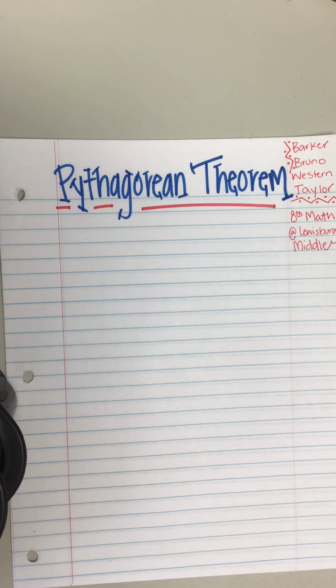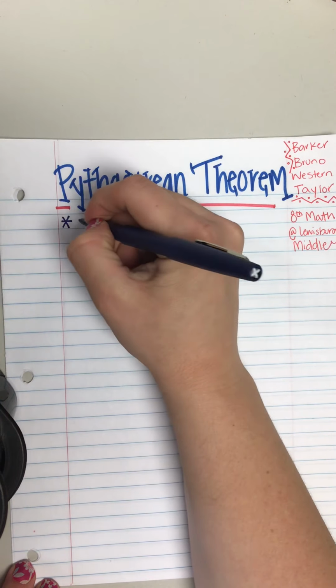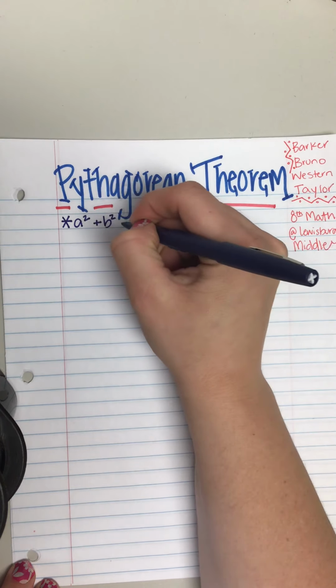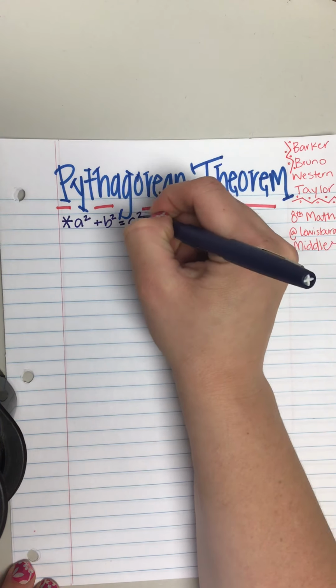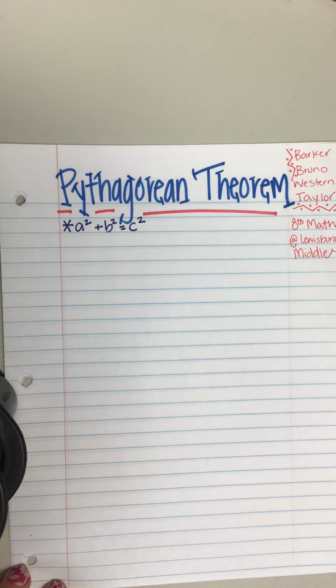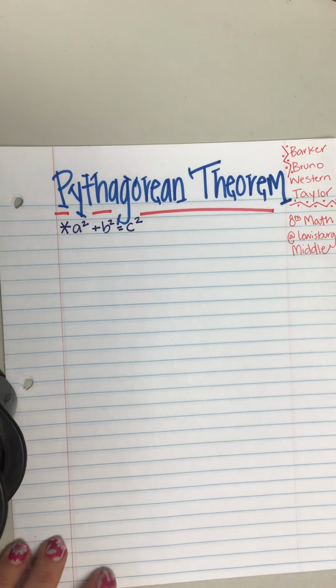Today we are going to talk about the Pythagorean Theorem. And the first thing we need to remind ourselves about is the actual formula. So let's review and write down the formula: a squared plus b squared equals c squared. And we're going to draw out where the a, b, and c would be put on an actual triangle.